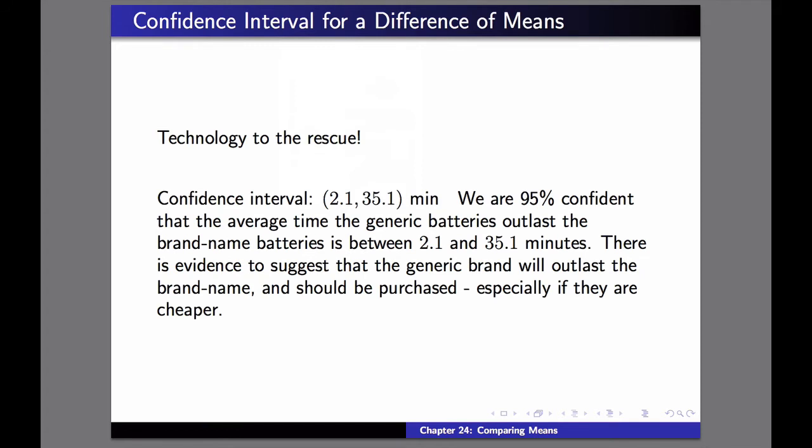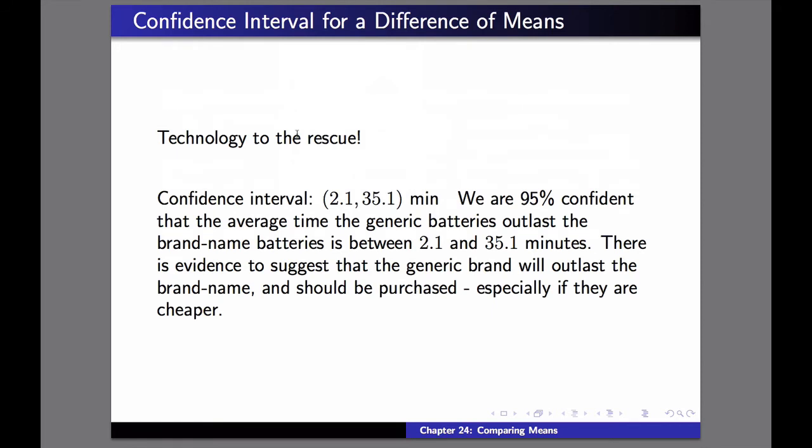And so what this means is that we're 95% confident that the average time the generic batteries outlast the brand name batteries is between 2.1 and 35.1 minutes. There's evidence to suggest that the generic brand will outlast the brand name. That means we should purchase these, especially if they're cheaper.